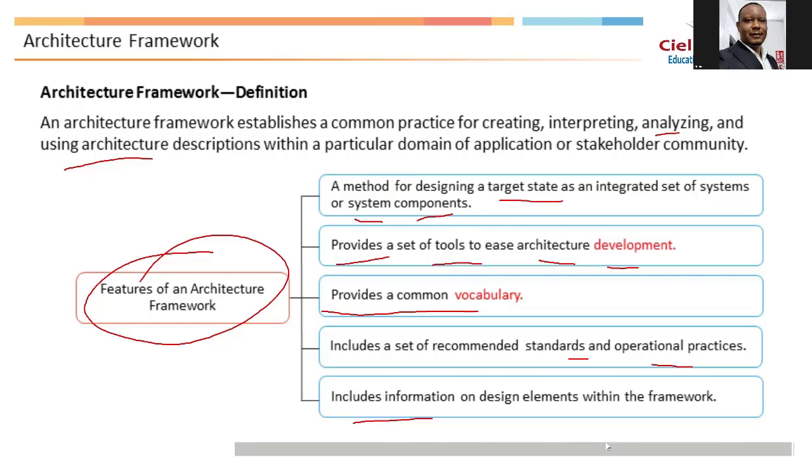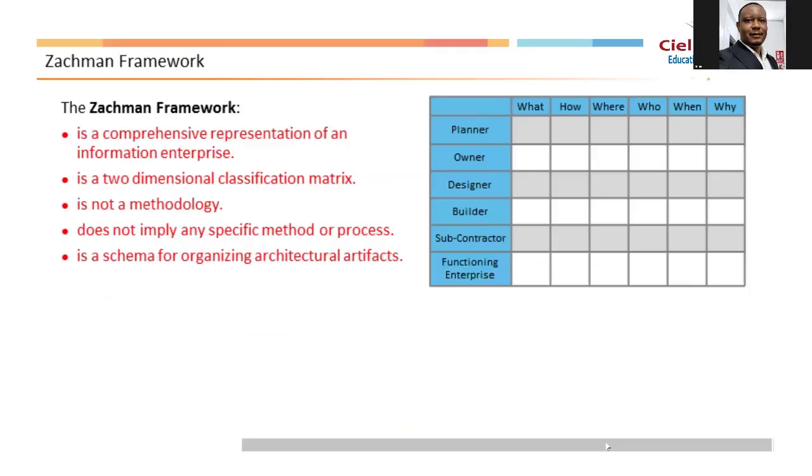So if we now take a look at some very popular architectural frameworks that we may choose to adopt within the organization, one of the very popular architectural frameworks that we're going to be talking about is what we refer to as the Zachman framework. The Zachman framework provides us 36 ways to completely define anything. And that's why we mentioned that the Zachman framework is a comprehensive representation of an information enterprise. It is arguably one of the most popular and well-known architecture frameworks.